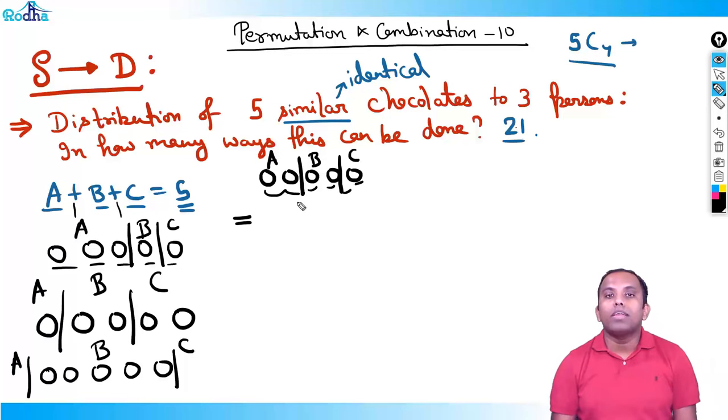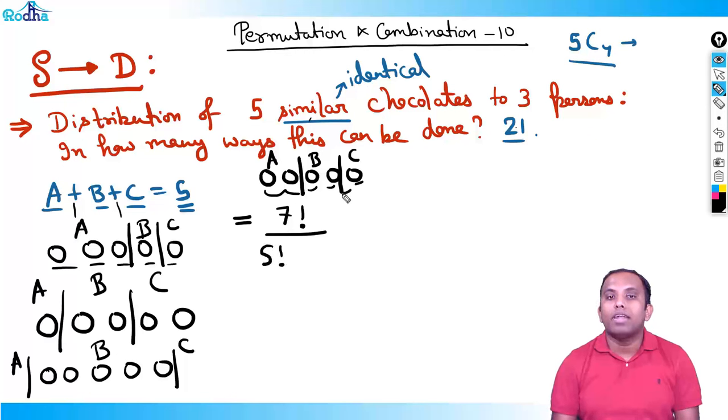So in how many ways can they shuffle? 5 circles and 2 lines, in how many ways can they be shuffled? There are 7 symbols, right? 7 symbols can be arranged in 7 factorial ways, in which the 5 circles are identical, because they are 5 similar chocolates, so divide by 5 factorial.